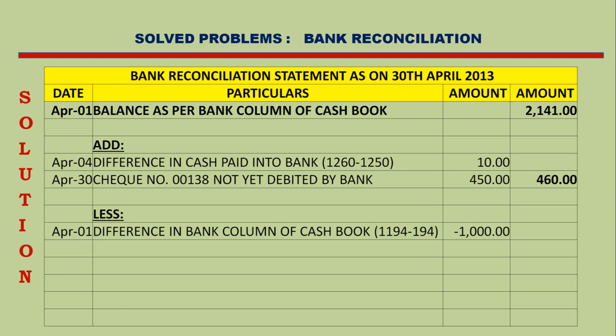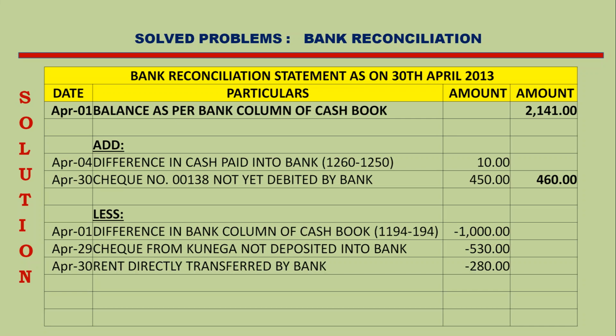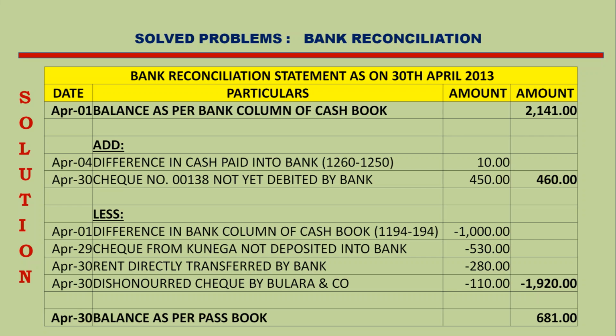Less April 1. Difference in bank column of cash book 1194 minus 194, minus 1000. April 29. Check from Kunega not deposited into bank, minus 530. April 30. Rent directly transferred by bank, minus 280. April 30, dishonored check by Bullara and Company, minus 110, total deductions 1920. April 30, balance as per bank passbook 681.